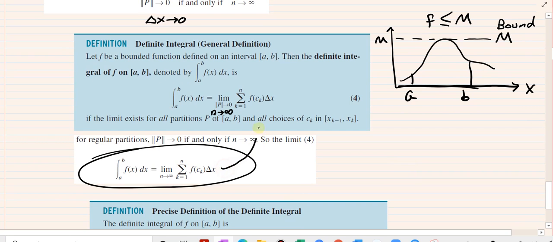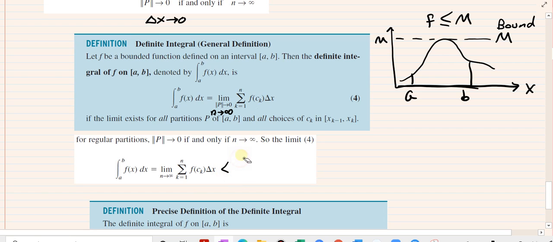And notice again, these two statements are the same. The only difference is the limit here versus the limit here. One implies the other. It's an if and only if. If n goes to infinity, the norm has to go to 0. That's from right to left. If the norm of the partition goes to 0, n must go to infinity. That's going from left to right.